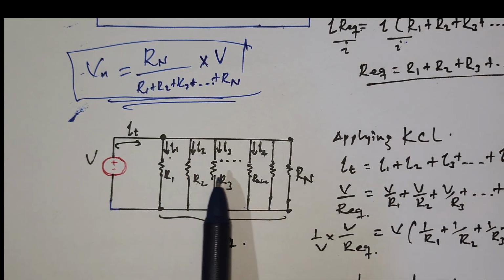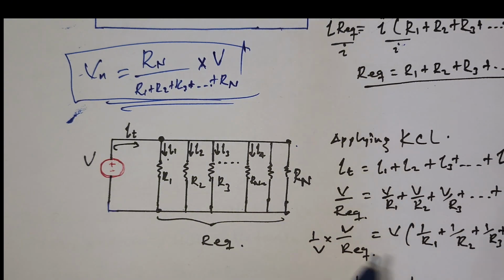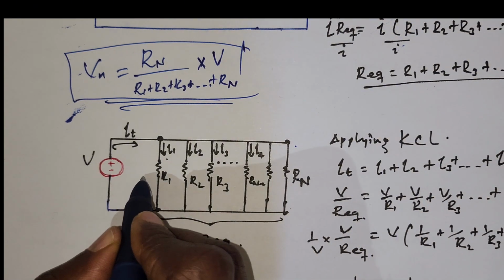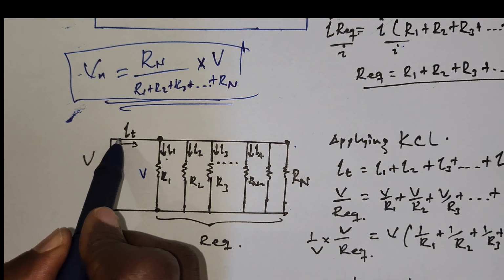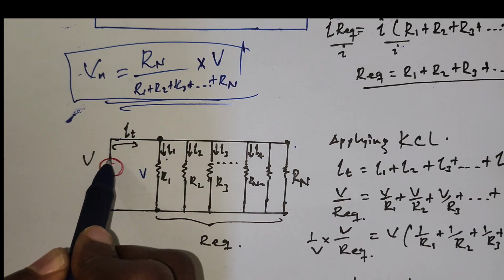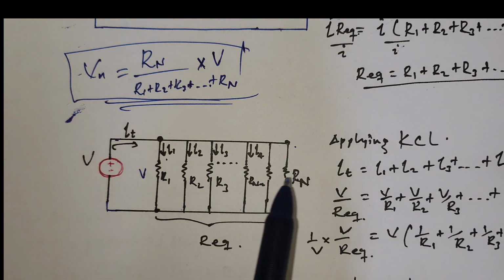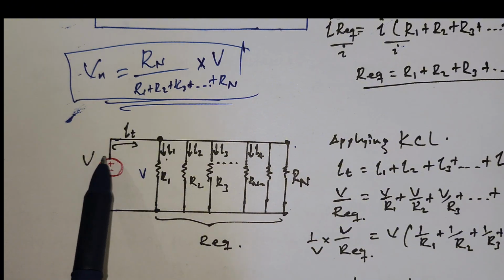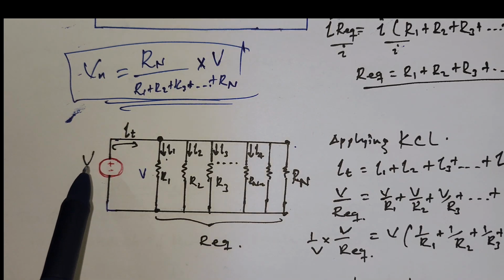Up to the nth resistor, the voltage drop across each is the same. So the voltage drop across the whole is V. They share the same supply voltage because there is no series component, no other element connected in series with the source. All branches are connected in parallel with the source, so they have the same voltage as the source.